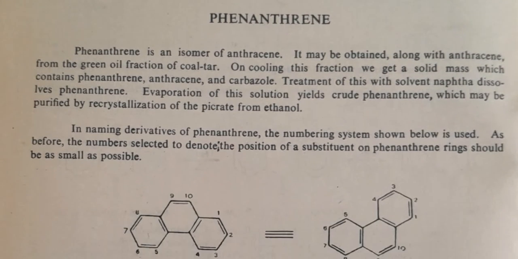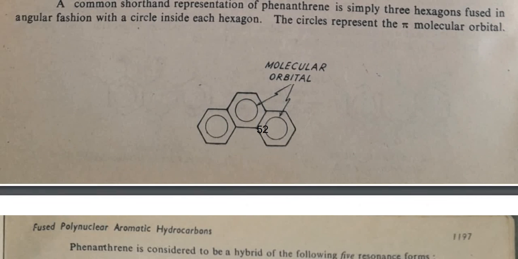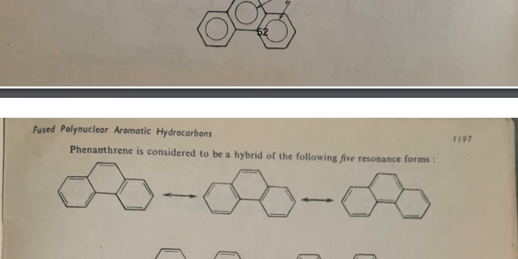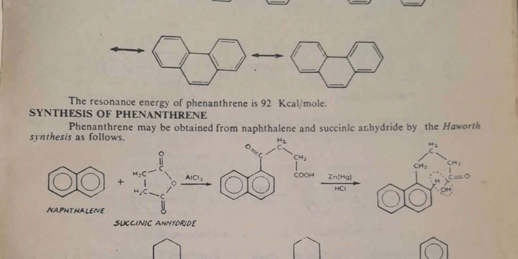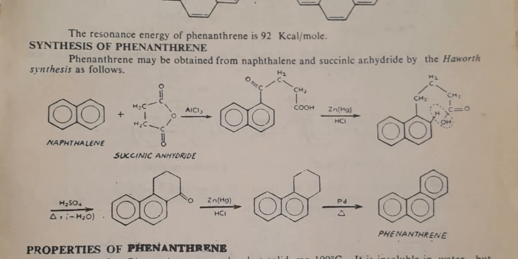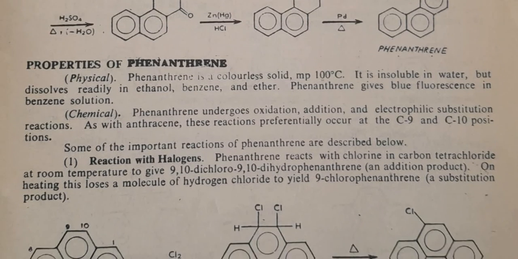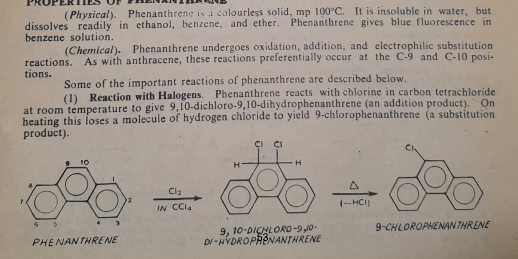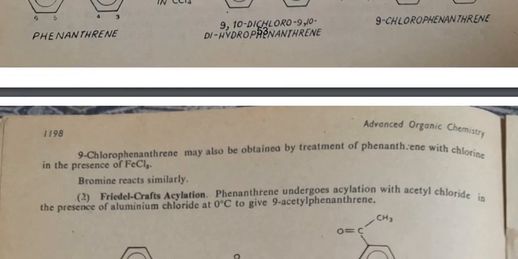In the same way, phenanthrene. You can see this is the phenanthrene structure. These are the molecular orbital diagrams, showing the 5 resonating forms of phenanthrene. Now how will we synthesize phenanthrene? Synthesis of phenanthrene from naphthalene. Now the chemical properties: phenanthrene undergoes chlorination to give 9,10-dichloro-9,10-dihydrophenanthrene, and then substituted products.